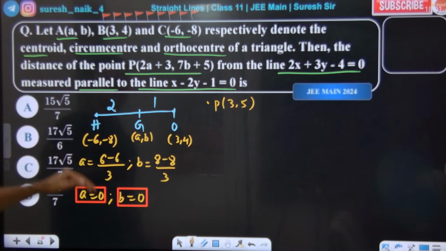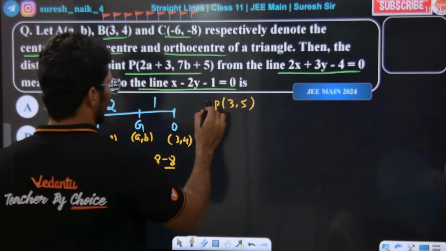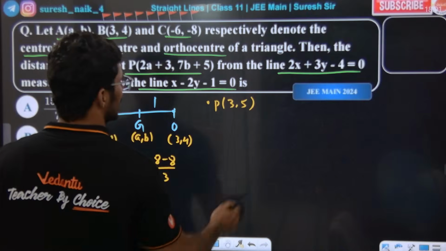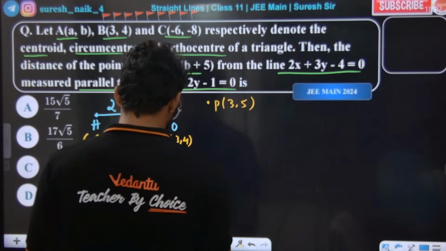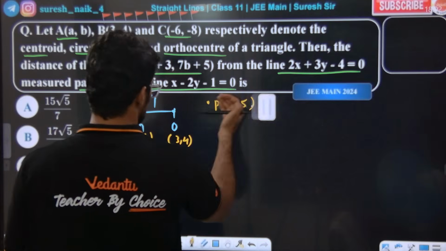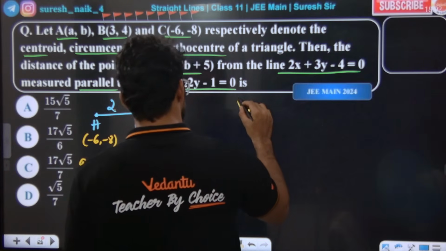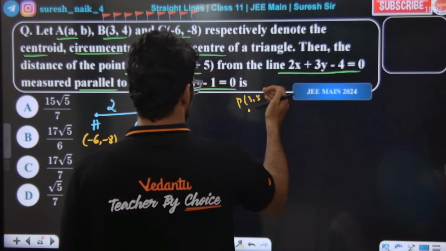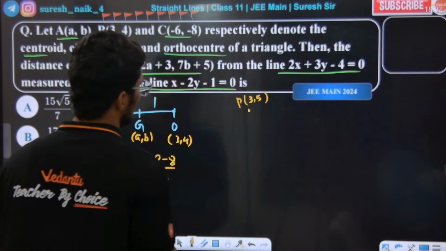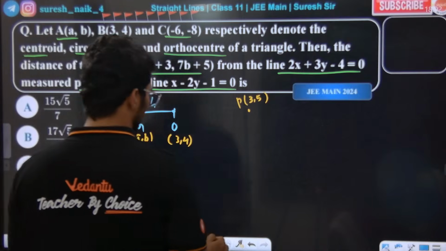Then the distance of the point P from the line. There is another line, listen to the class. Distance of the point P from this line, measured parallel. I'll write the point here. Point P is 3 comma 5. Point P is 3 comma 5. Distance of the point P from this line.